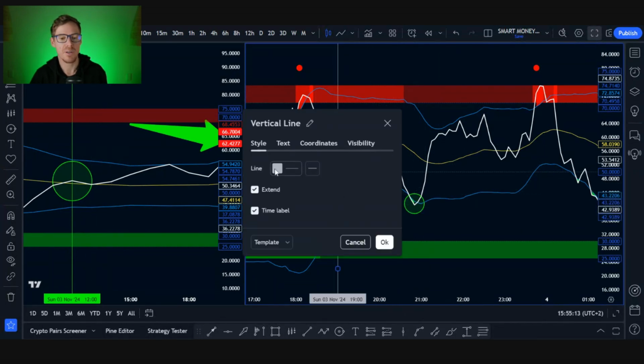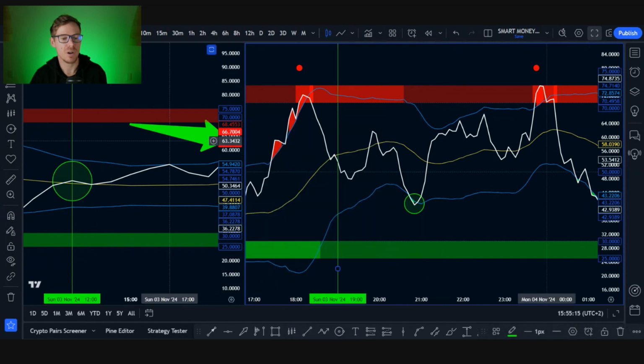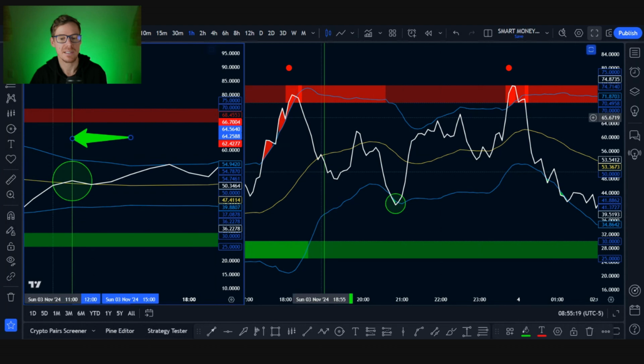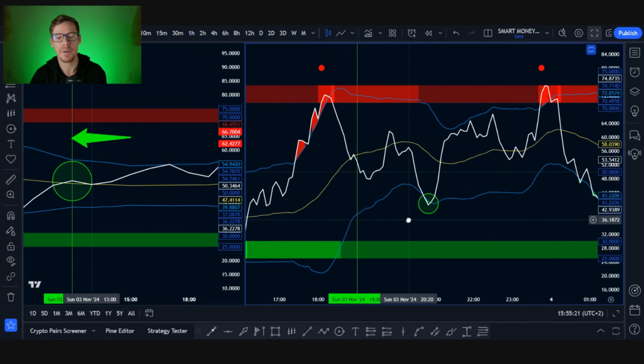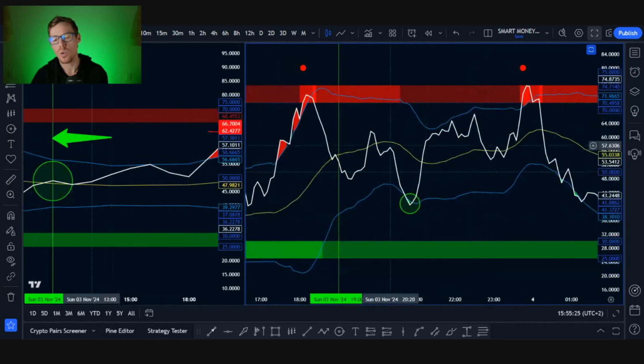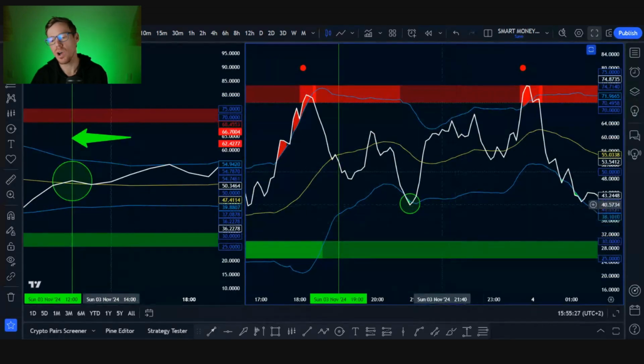So this line over here is the same line that's on this chart. It's just keeping us in perspective. This line is this green line over here. So you can see every time we're going to get a shark fin, or the white RSI line is at the low of this.